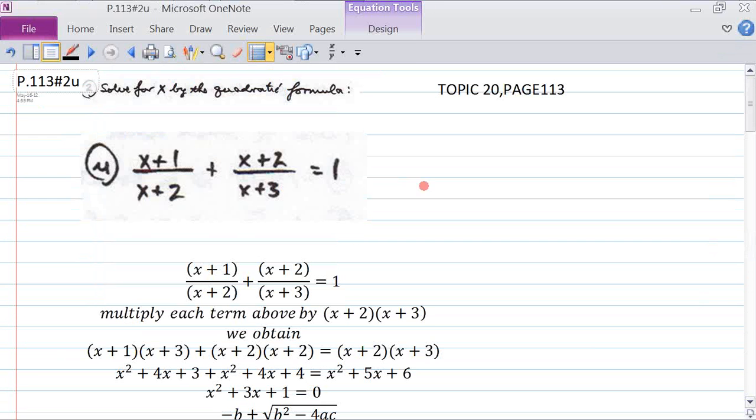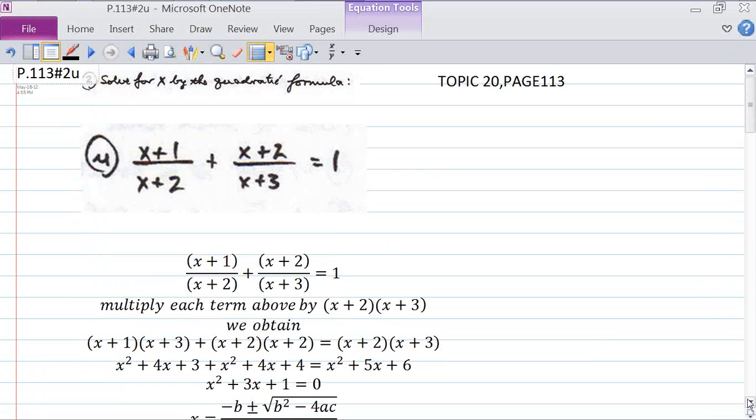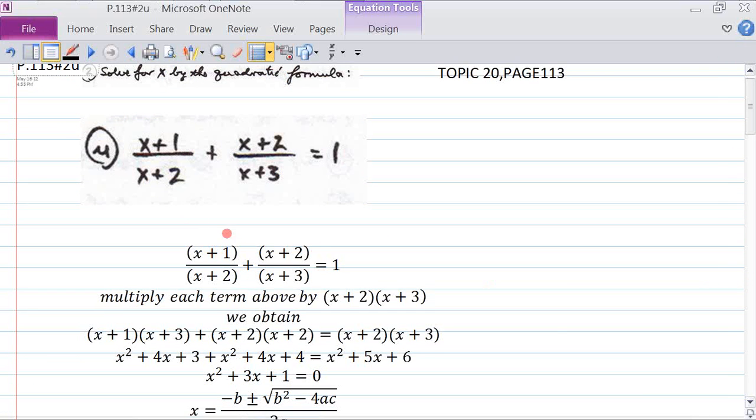So the last problem we're going to do here is 2u. Here we have x plus 1 over x plus 2. Solve for x by the quadratic formula. So first thing we're going to do is multiply. We want to get rid of this denominator here. So we're going to multiply each term through by x plus 2 times x plus 3.